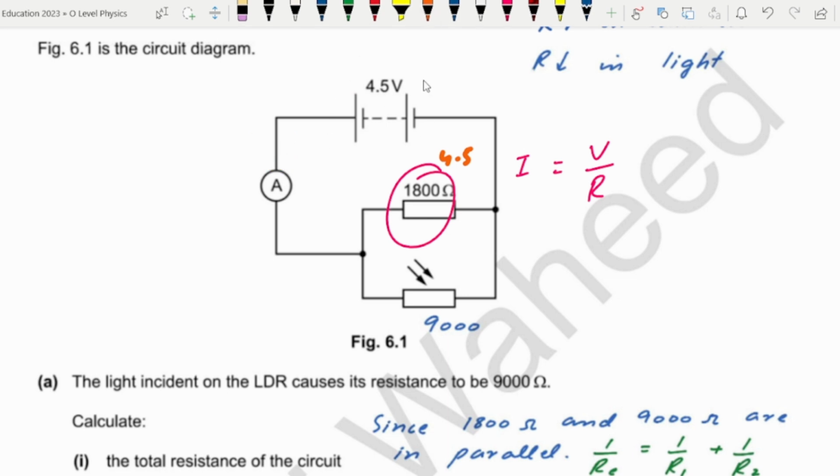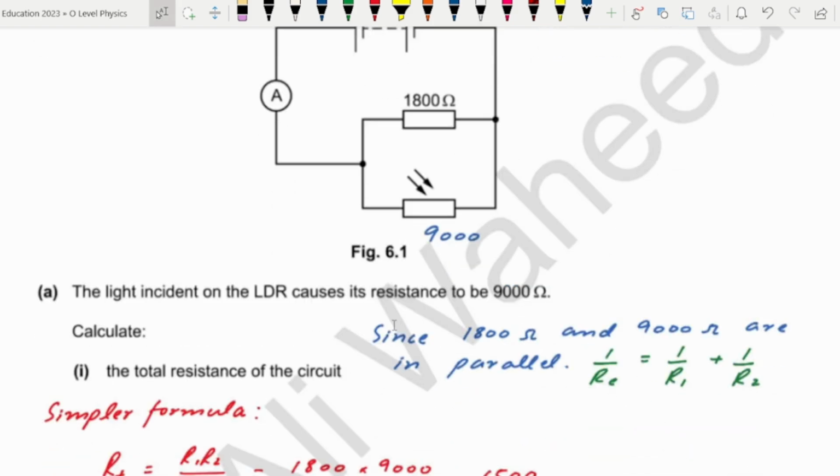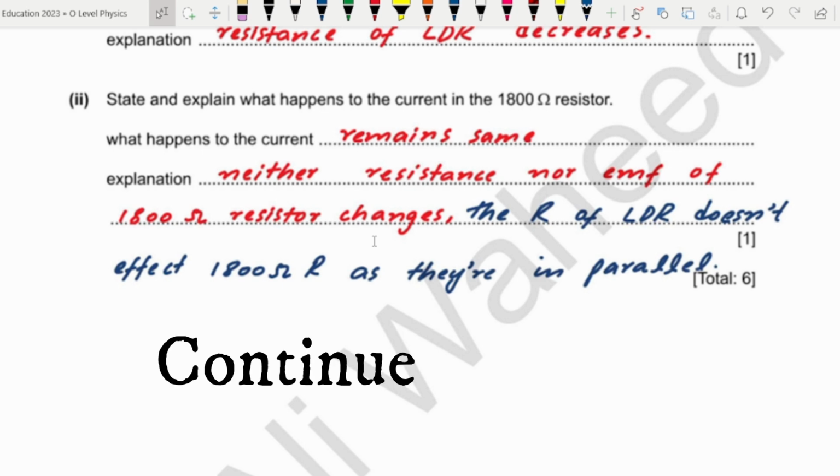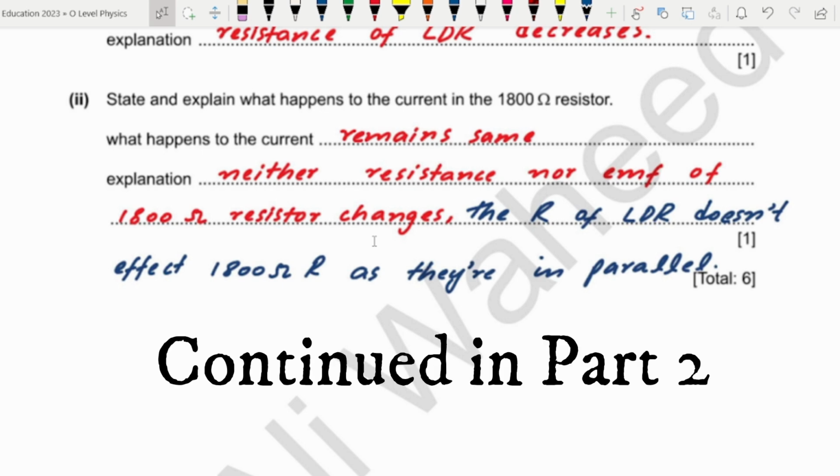Whatever the EMF of the battery is, that would be the voltage across all of the components connected in parallel. So the voltage remains 4.5. The resistance remains 1800. The ratio of these two would remain the same, so the current would also remain the same. Even if you calculate it mathematically, it would remain the same. So this is how you can answer this one. Neither the resistance, nor the EMF of the battery, nor the potential difference across the 1800 ohm resistor changed. So the value of current in the resistor would also remain the same.